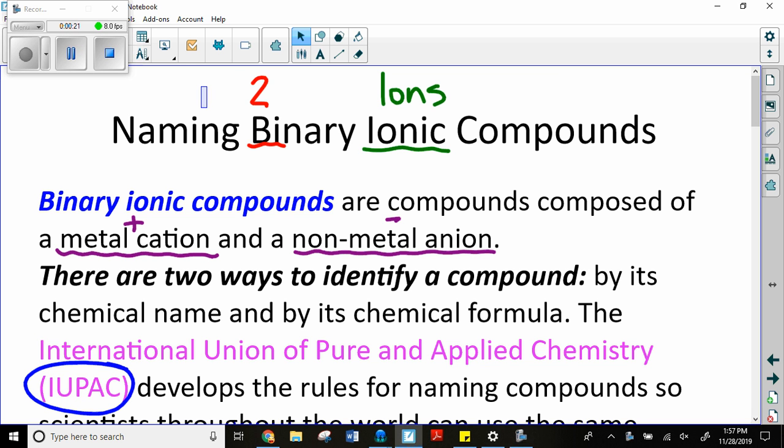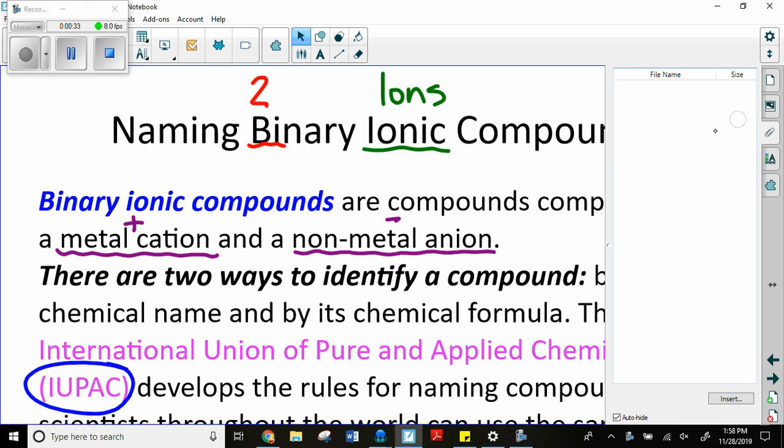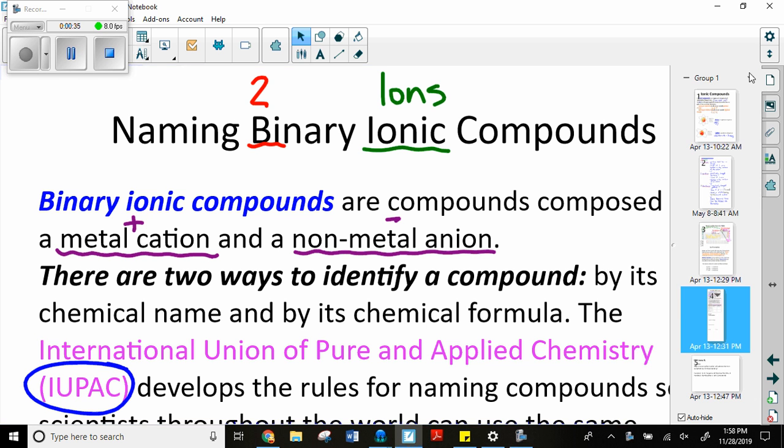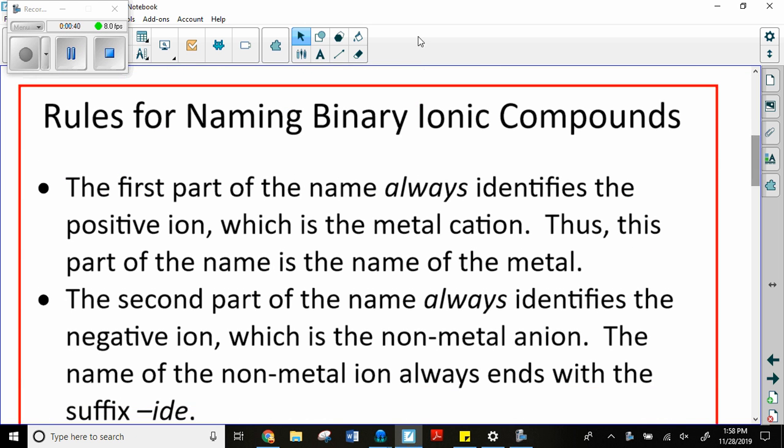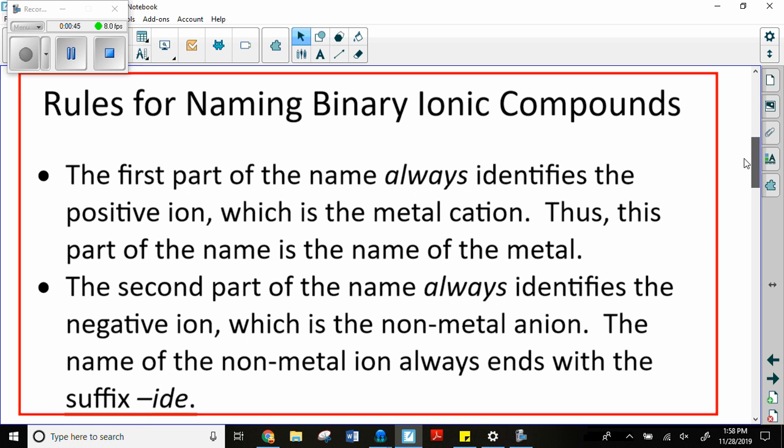So we've got the naming binary ionic compounds up here, and you finished the note. I'm using something new, so be patient with me while I learn how to play with this. But I'll be writing with this thing. Okay, this is where we left off our note. Rules for naming binary ionic compounds. And this is going to be posted to Google Classroom, and you can look at this to catch up your notes if you didn't get it done on Tuesday.